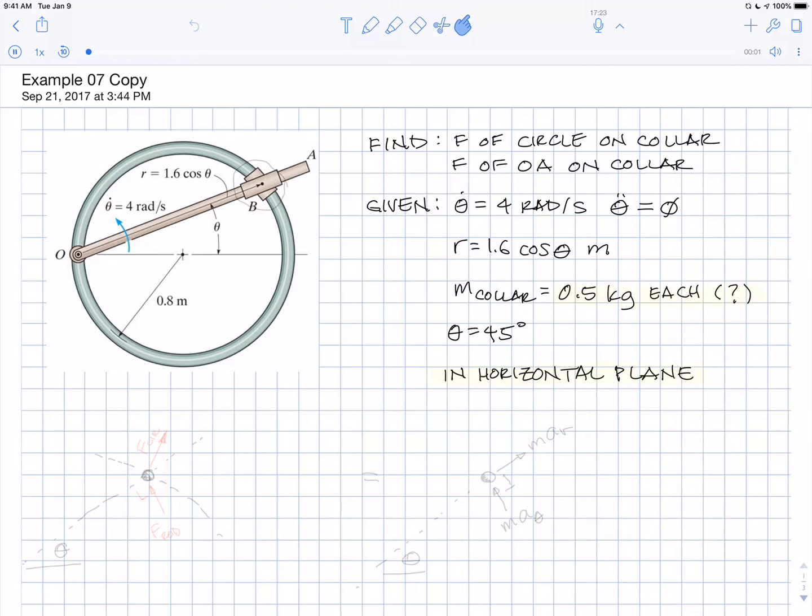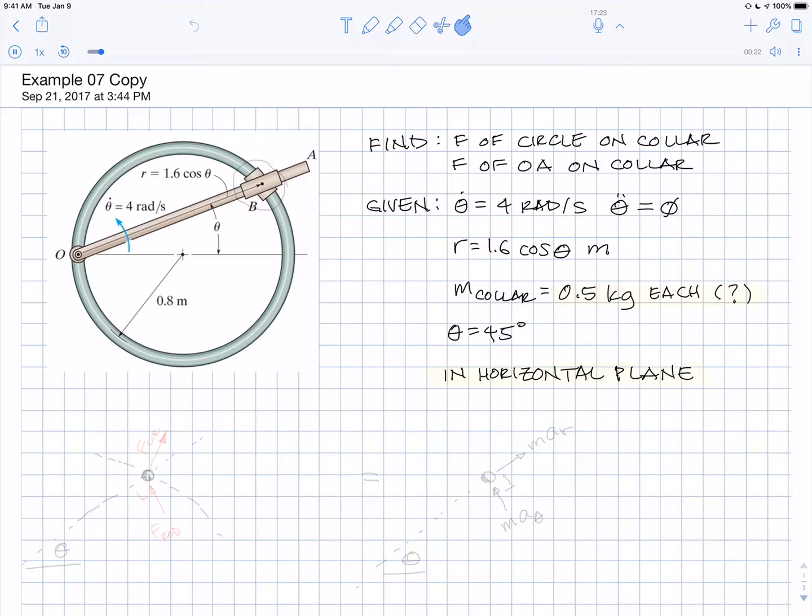So this is obviously an R theta problem. There's the sliding rod and the collars on it. It's kind of interesting because the collar is sliding on the rod but also sliding along this circle. A few comments before we start.